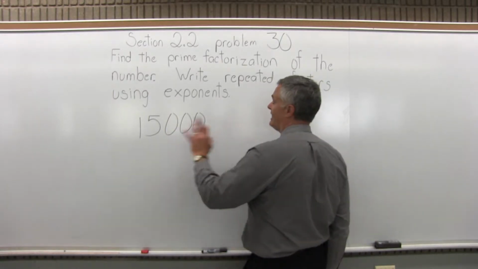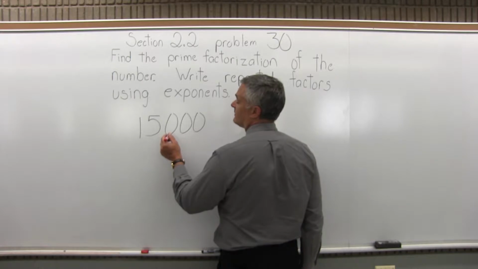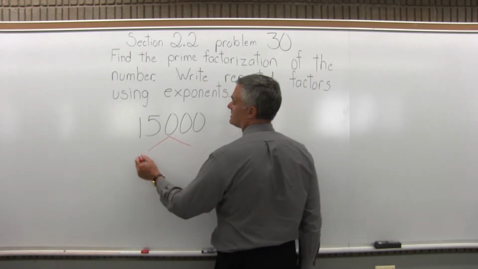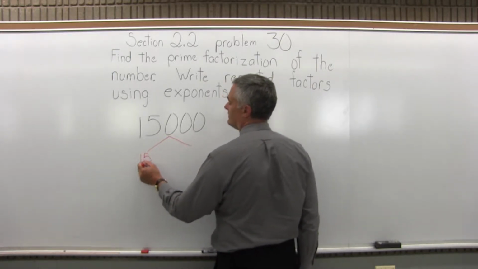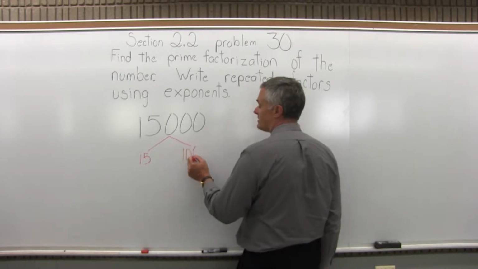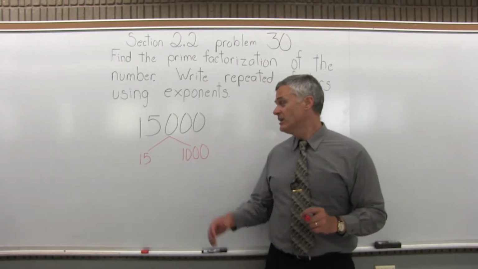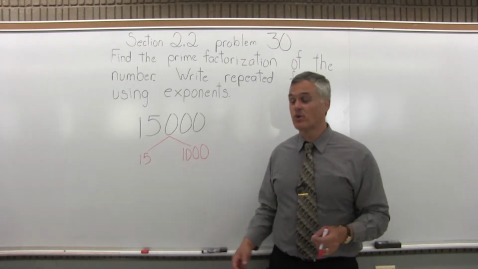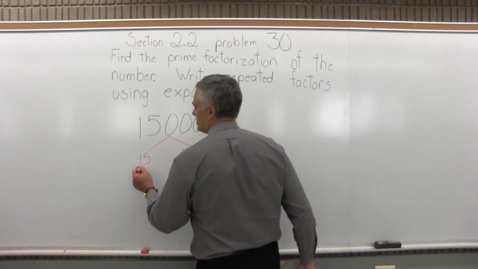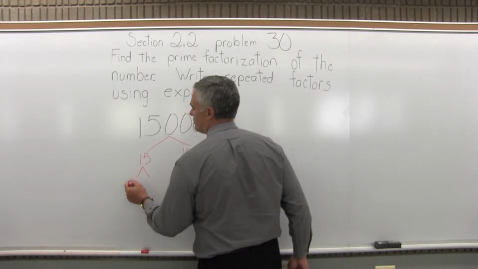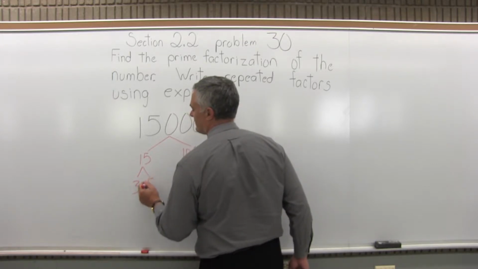So first, find any two numbers that multiply to make 15,000. And we have a lot of options, but the first thing that I think of is 15 times 1,000. Those two numbers will multiply to make 15,000. And now neither one is prime, so you can split each one some more. So the 15 can be split into 3 times 5.